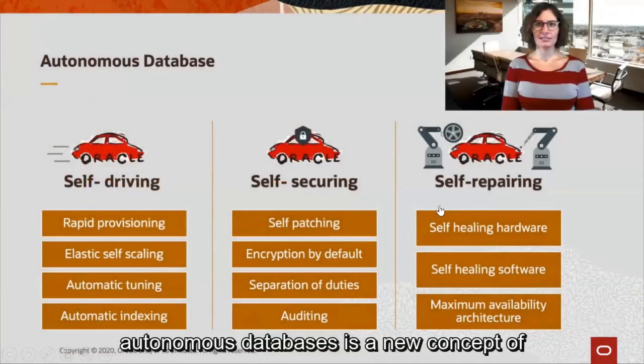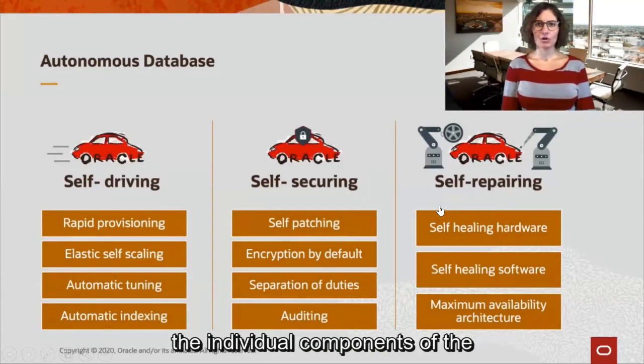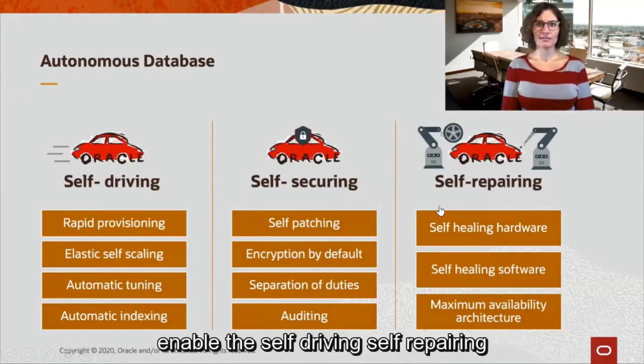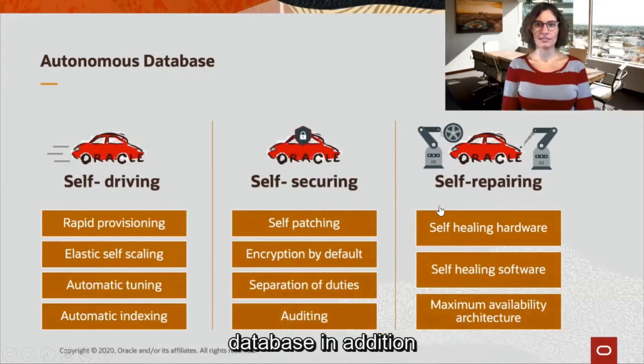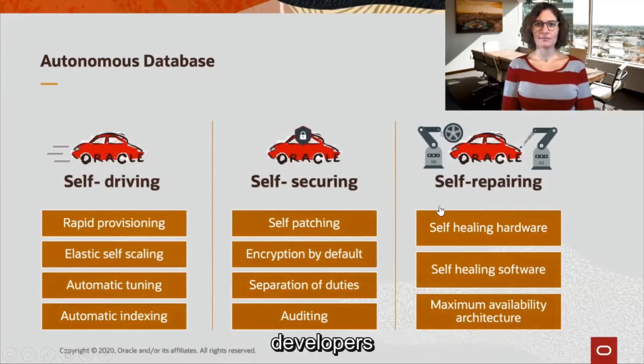Autonomous databases is a new concept of databases that Oracle has in the market. The individual components of the autonomous databases together enable the self-driven, self-repairing, and self-securing capabilities of the autonomous database. In addition, autonomous database eliminates complexity for the developers. This workshop has been created for you, developers.